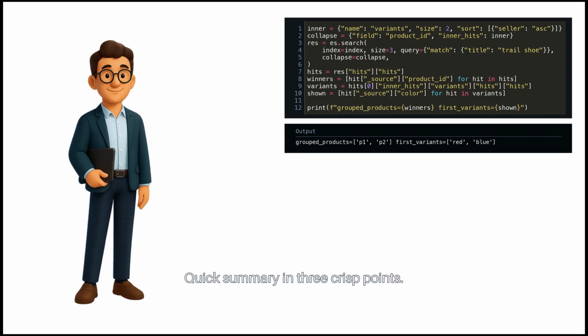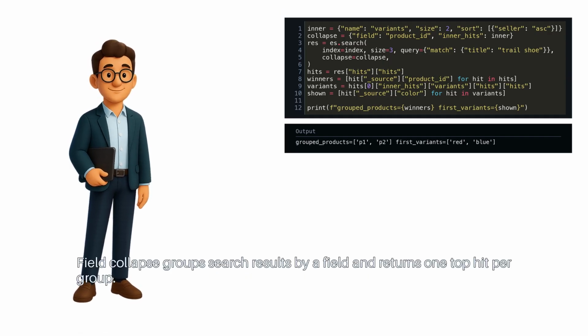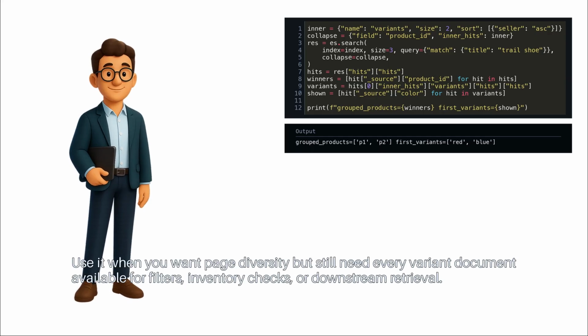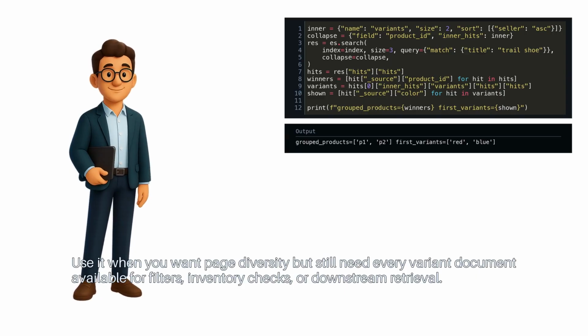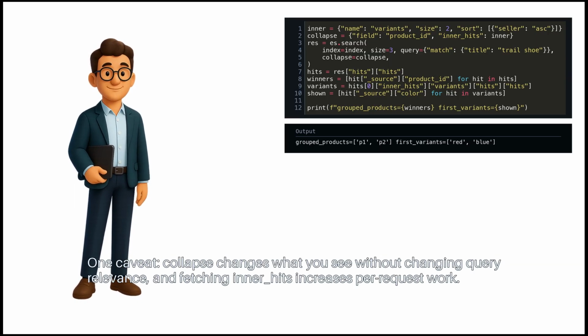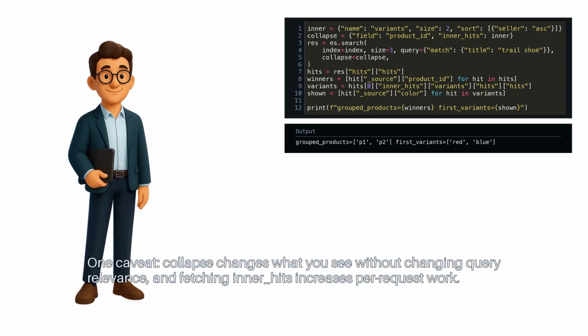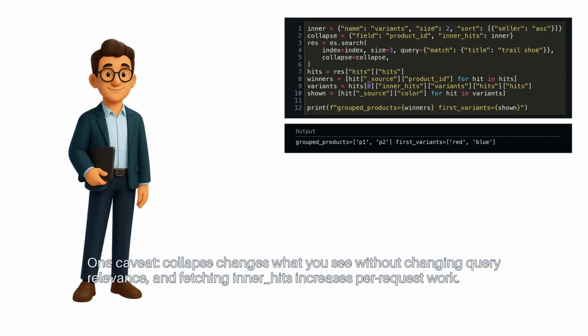Quick summary in 3 crisp points. Field collapse groups search results by a field and returns one top hit per group. Use it when you want page diversity but still need every variant document available for filters, inventory checks, or downstream retrieval. One caveat: collapse changes what you see without changing query relevance, and fetching inner hits increases per request work.